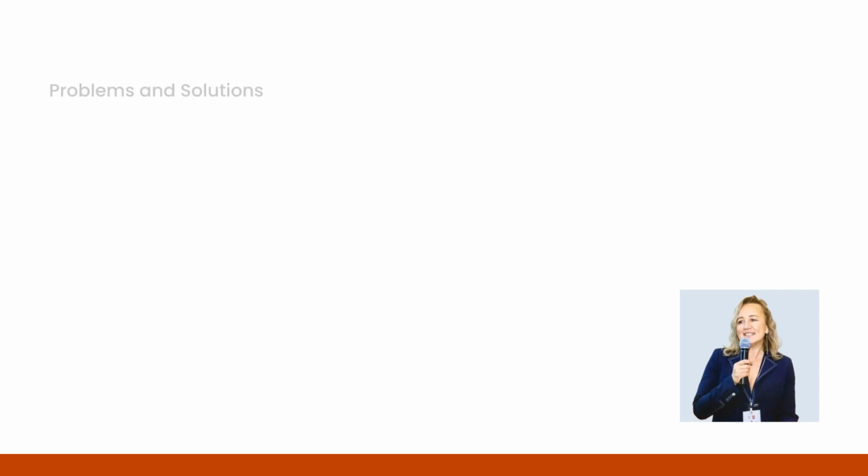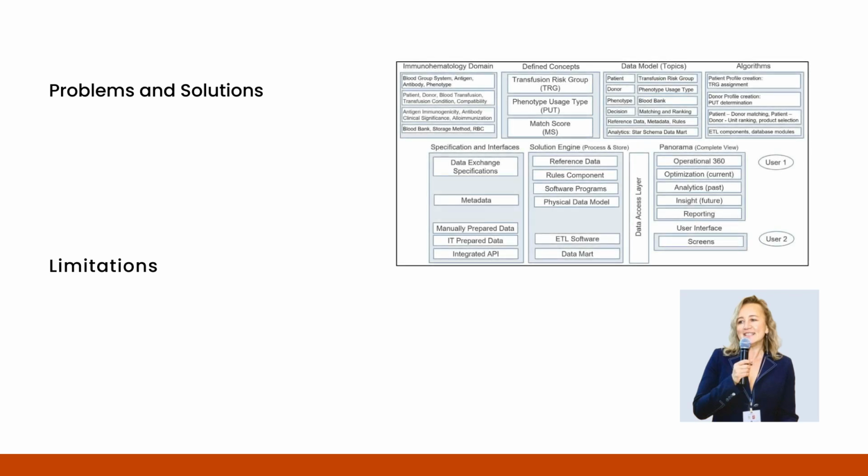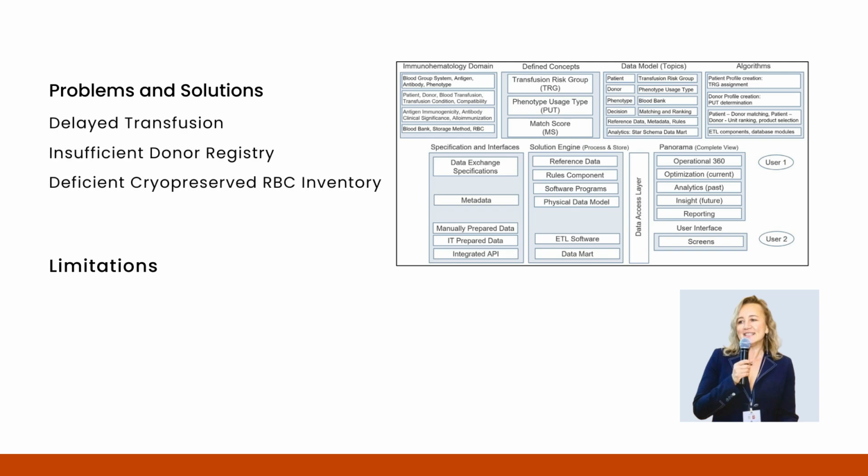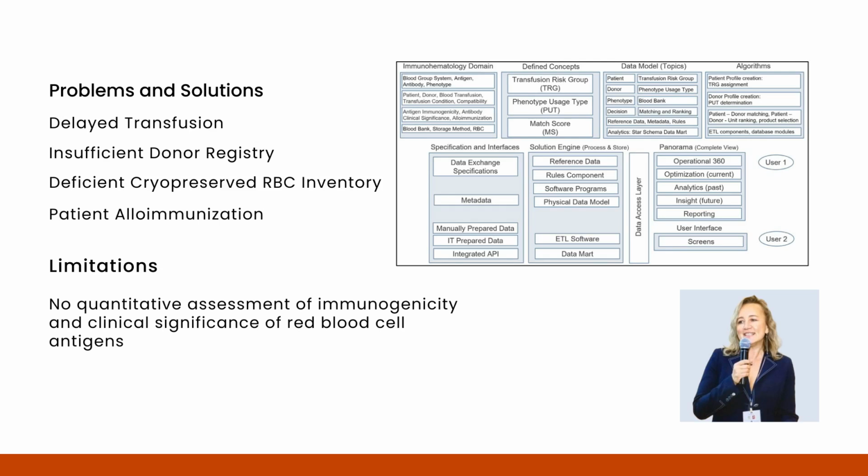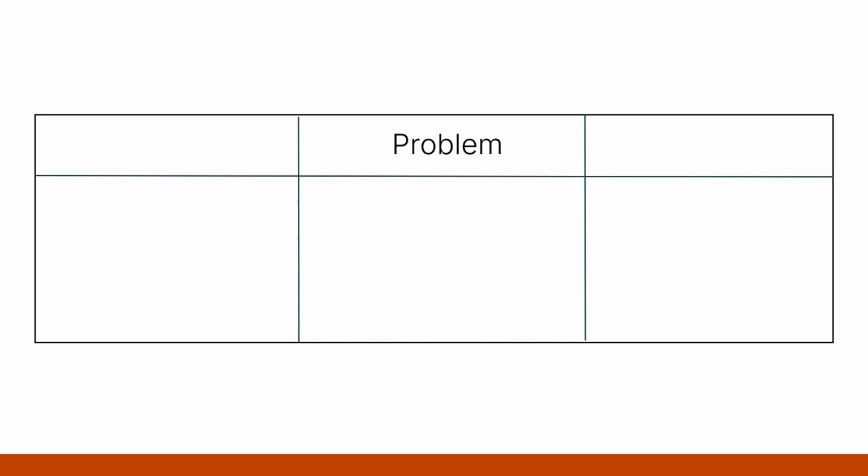This presentation lists common problems and limitations in the transfusion medicine domain. It also briefly explains solutions included in the conceptual framework and implemented in the computer system. The problems include delayed transfusion, insufficient donor registry, deficient cryopreserved RBC inventory, recipient alloimmunization, the absence of quantitative assessment of immunogenicity and clinical significance of red blood cell antigens, and the lack of techniques to optimize RBC unit distribution. For each of these challenges, we have described the problem, identified the root causes, and defined the solution.